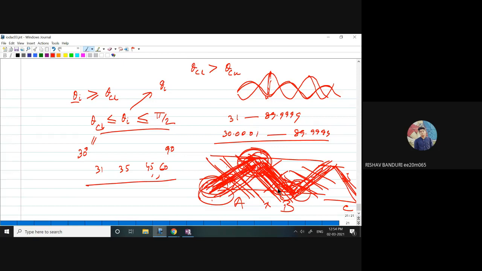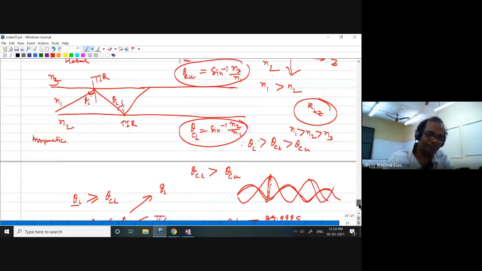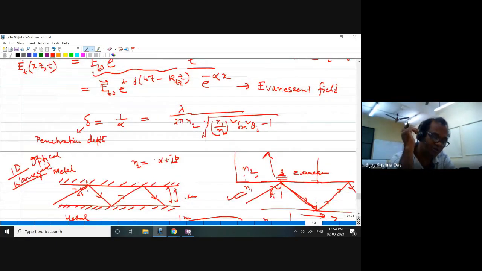Sir, can you please discuss what exactly happens at theta equal to theta c? That is, the light passing through the interface of these two media. Yeah. So actually, we'll say theta equal to theta c. So for example, we go to this expression. If theta equals theta c, what is the value of delta?